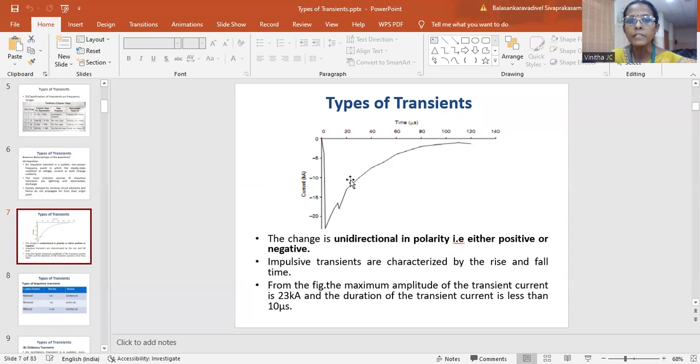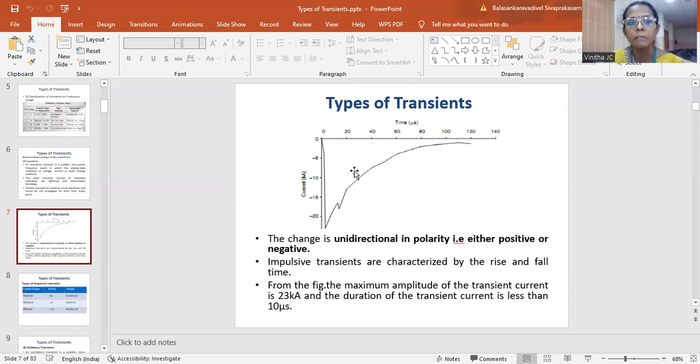From this waveform, we can say that the maximum amplitude of the transient current is 23 kiloamps. Here you can see this is minus 20 and this is approximately minus 23 kiloamps. And the time of the transient is less than 10 microseconds. Here you can see the maximum current amplitude at this point, and the time duration is approximately 10 microseconds.